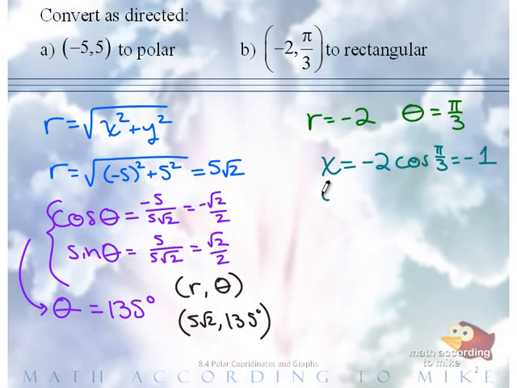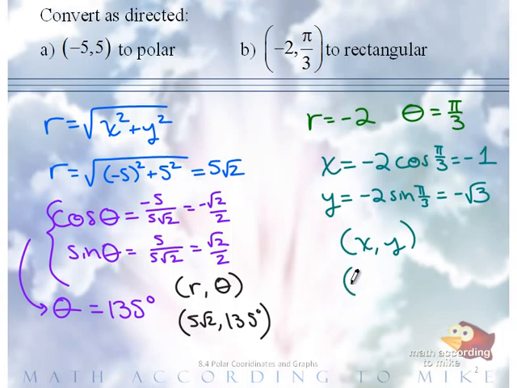Y is r sine theta. R is negative 2, sine of pi over 3. What's the sine of pi over 3? Square root of 3 over 2, multiplied by negative 2, is negative square root of 3. So converting negative 2 comma pi over 3 to rectangular, you're going to write your answer as x comma y, because that's how we write our rectangular points. Our x we found to be negative 1, our y to be negative radical 3.